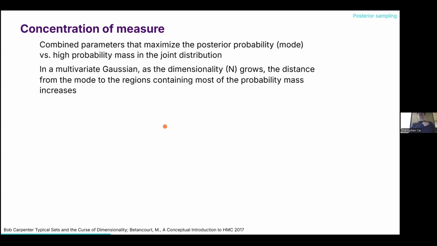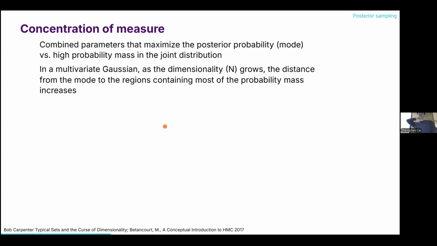So before we move to a more effective sampler, I'd like to introduce this concept, which is important but challenging to understand. It starts with this comparison between the combined parameters that maximize your posterior probability. It's a long sentence. What does it mean? It's actually the mode of the distribution, right? Let's say you have n parameters. That mode is a combination of n particular values that maximize your posterior density. Imagine a 3D Gaussian. There will be a peak over there.